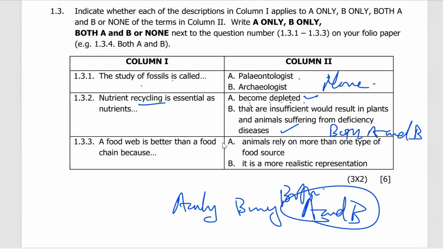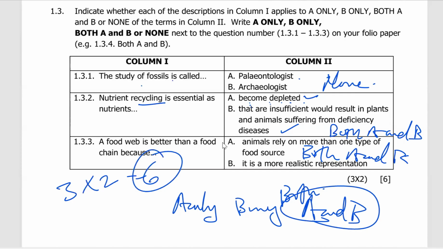It is a more realistic representation. It is also correct. It shows basically how energy is being transferred from one individual to another. So it becomes both A and B. So remember, these are 3 points. So 3 times 2, so it gives me 6 marks.